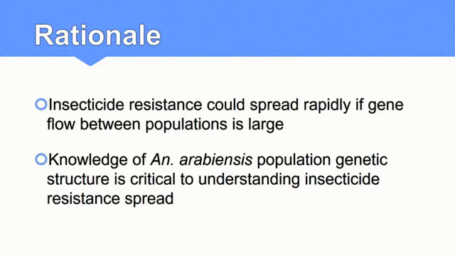The significance behind the study is that if gene flow between populations is large, insecticide resistance could spread rapidly, and that knowledge of population genetic structure of Anopheles rabiensis is critical to understanding how insecticide resistance spreads.